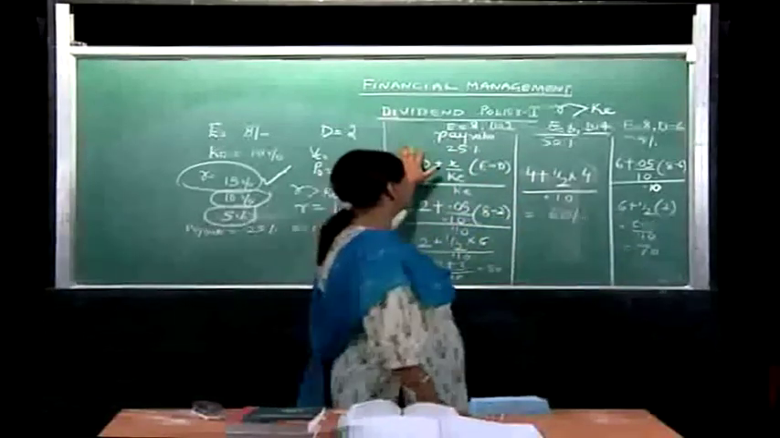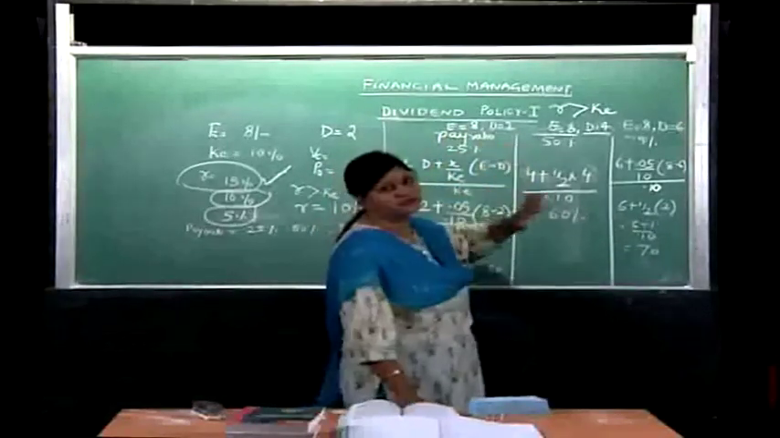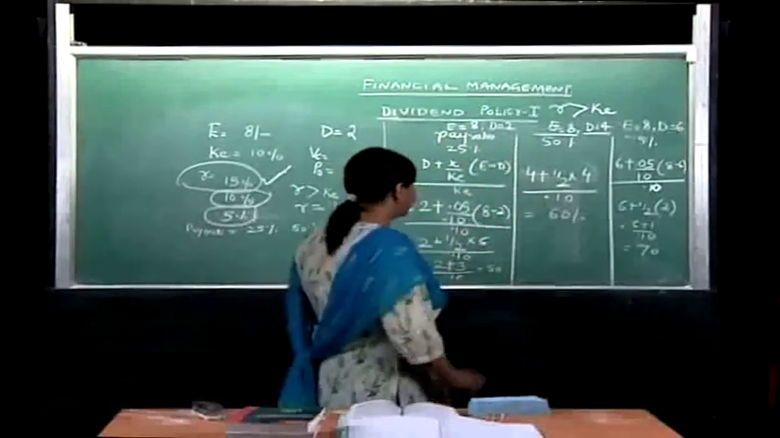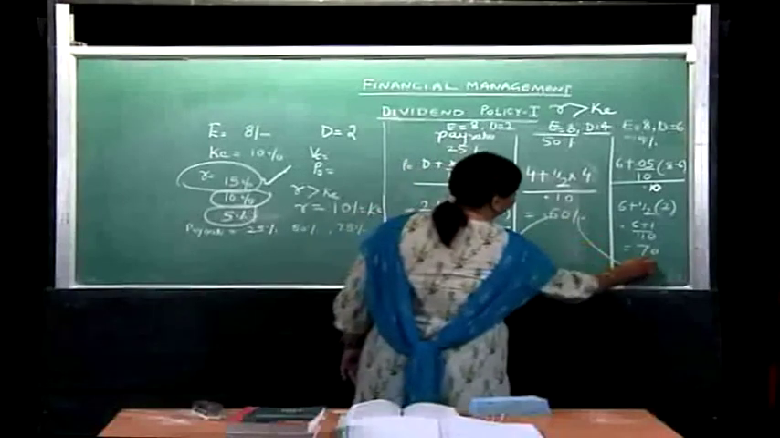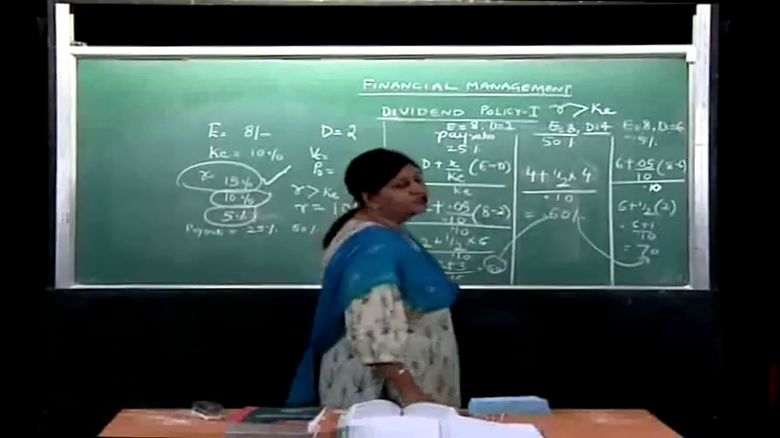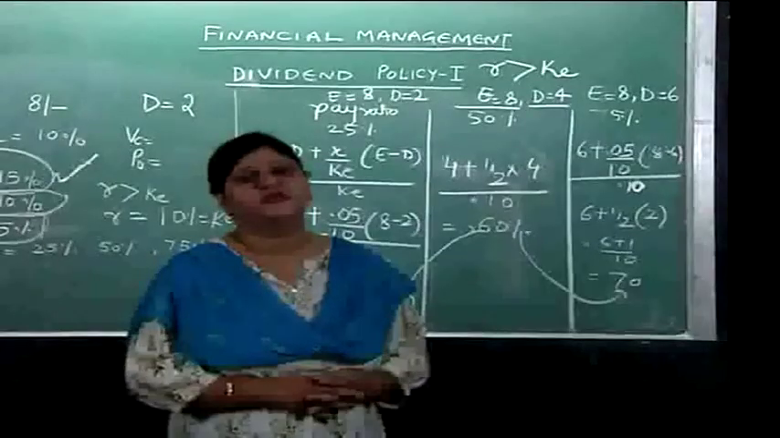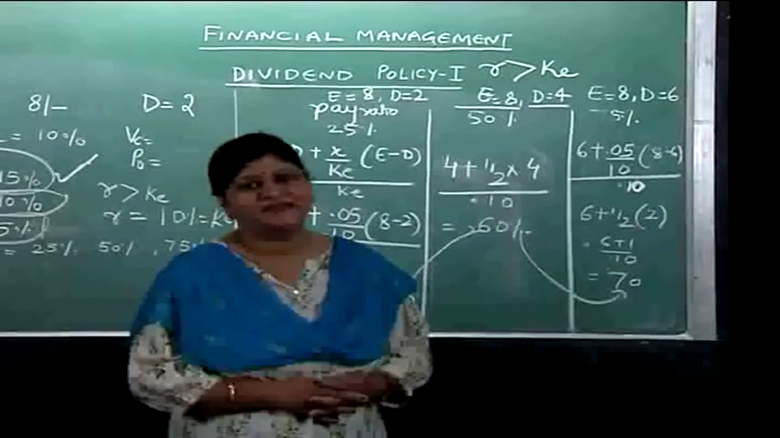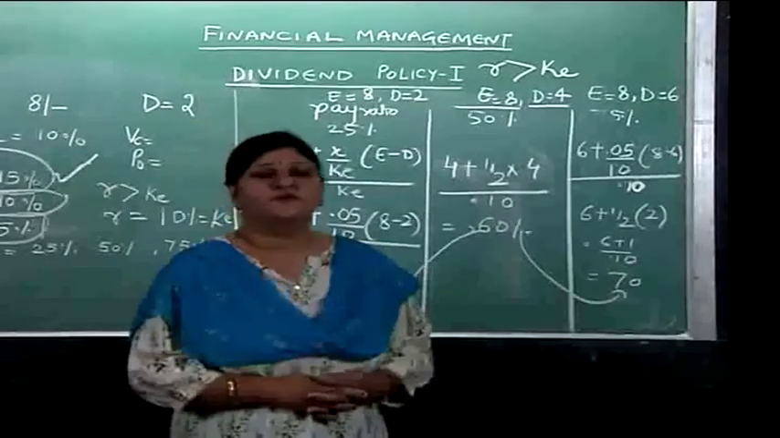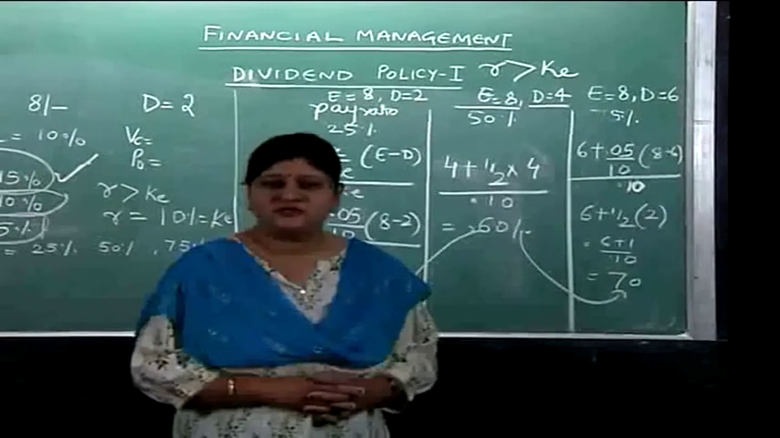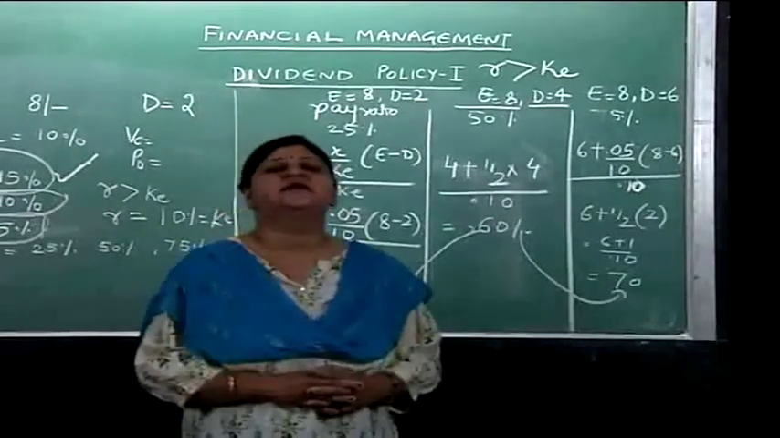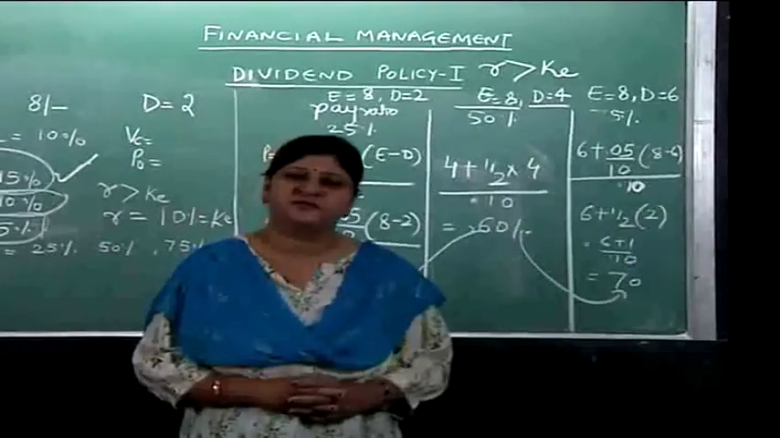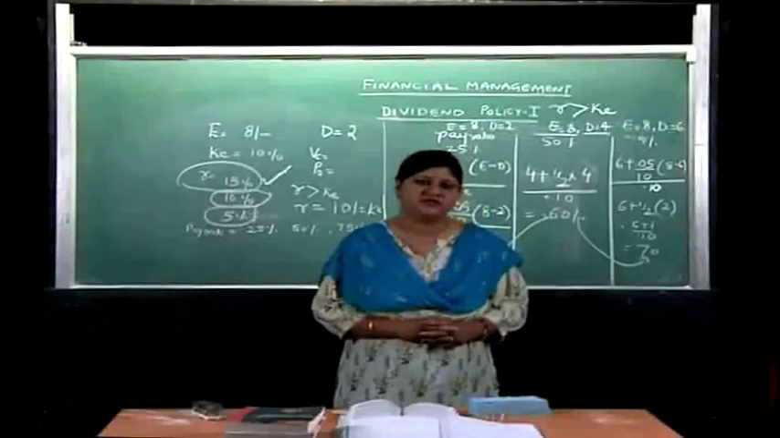So we can analyze that as the payout ratio is increasing, so is the market price of the share. From 50 it has increased to 60, and from 60 it has increased to 70. So we can say that where the return on investment is lesser than cost of capital, the more the dividend is being paid out, the higher will be the market price of the share, meaning thereby that the investors have better investment opportunities than the shareholders.